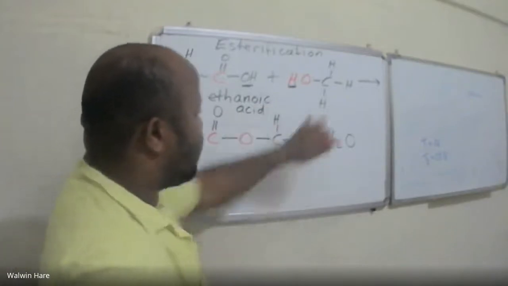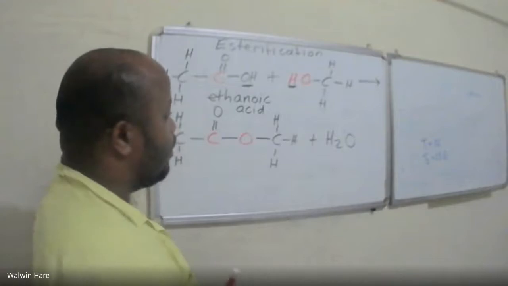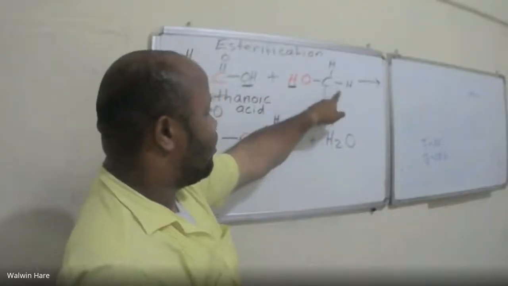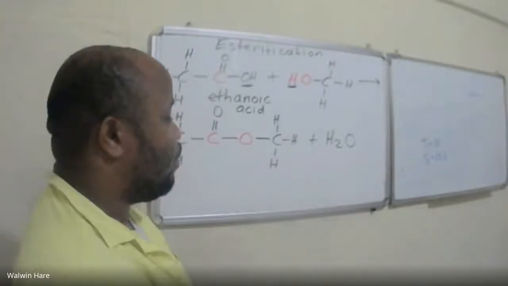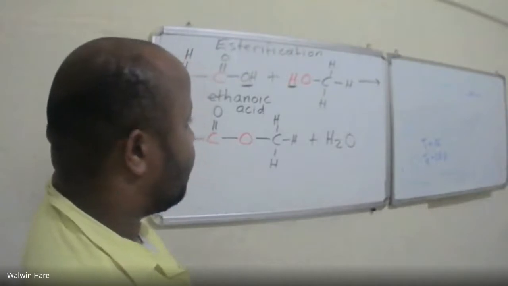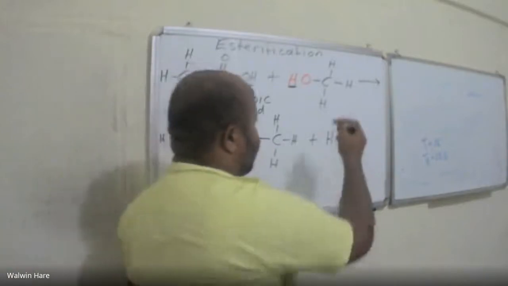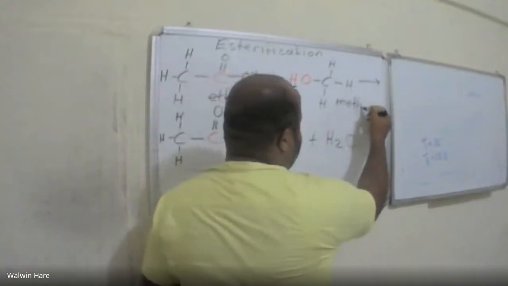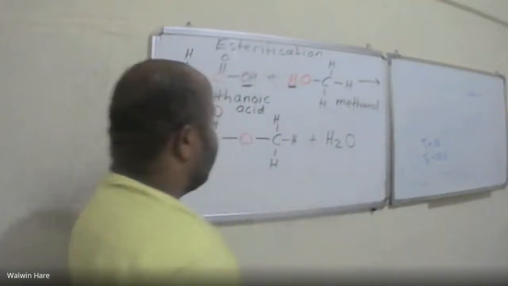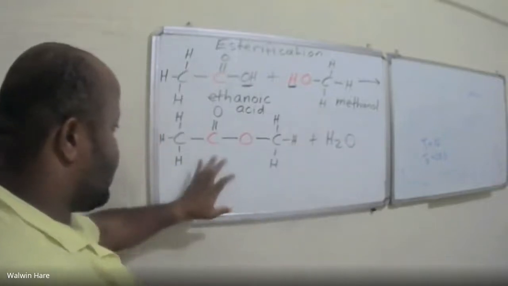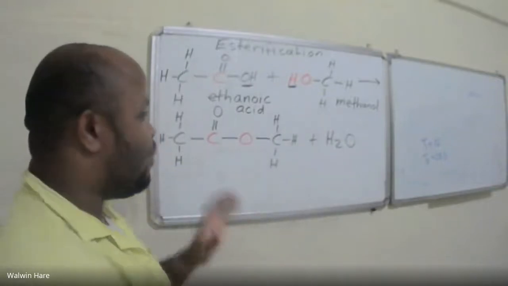What is the name of this alcohol with 1 carbon? Methanol. Correct. All right. So it's ethanoic acid and methanol. Now, when it forms the ester, the name is going to change.